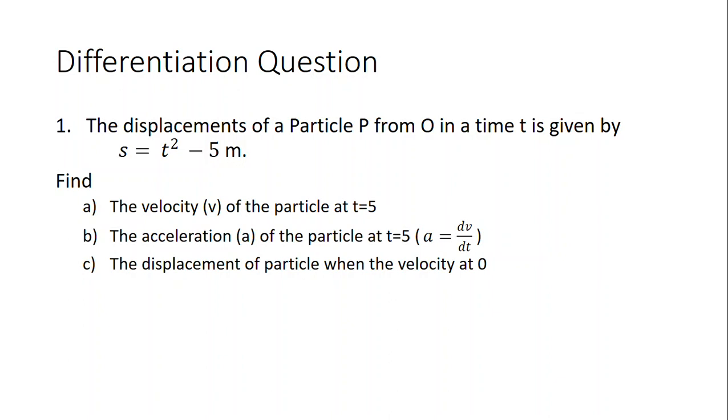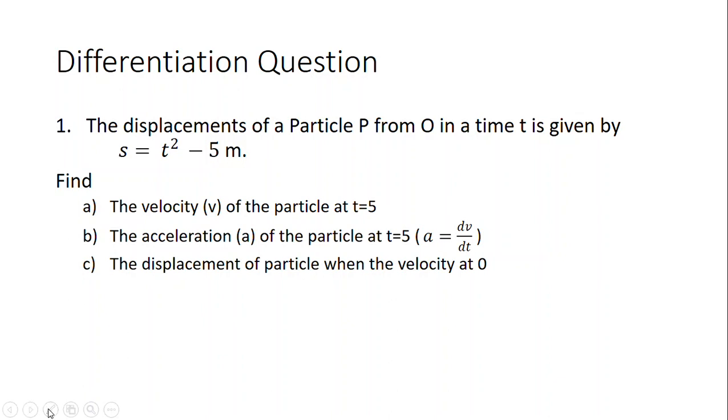So you need to find out the velocity of this particle at time t equal to 5, and you need to calculate the acceleration at time t equal to 5 seconds, and the last one is that you need to find out the displacement of the particle when the velocity is 0.